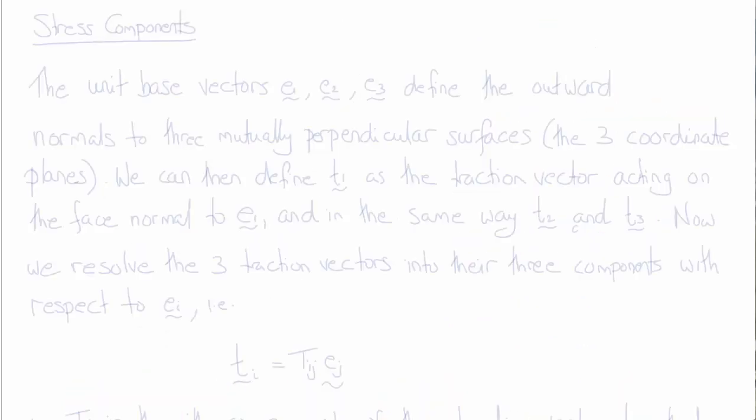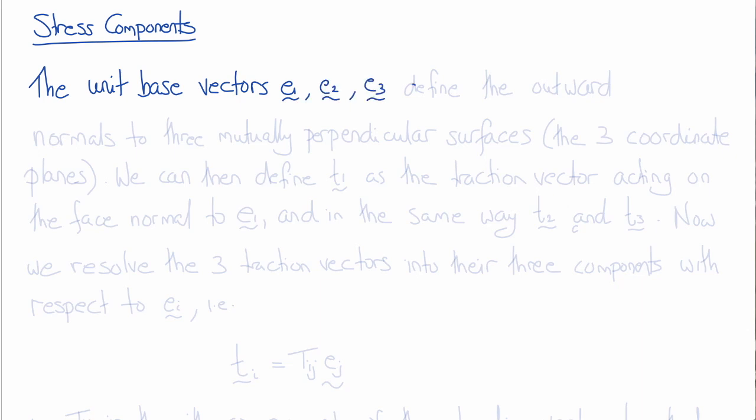So now let's consider the components of the stress tensor, which we now see as defined by two vectors: the traction vector, which has units of force per unit area, and the unit normal vector, which is dimensionless, but defines the orientation of a surface. So if we have unit base vectors, E1, E2, and E3, and we use them to define the outward normals, then they would define three mutually perpendicular surfaces, which are the three mutually perpendicular coordinate planes: the x1, x2 plane, the x2, x3 plane, the x1, x3 plane.